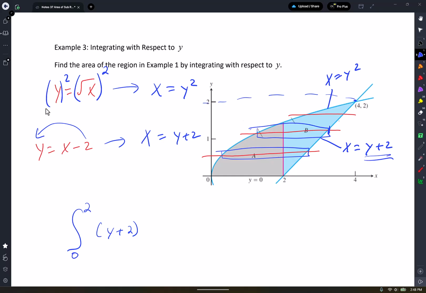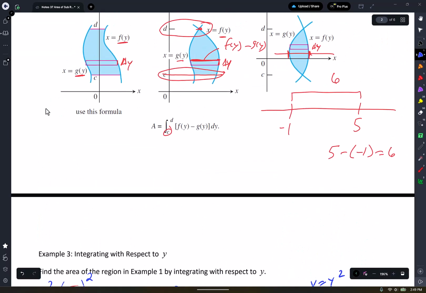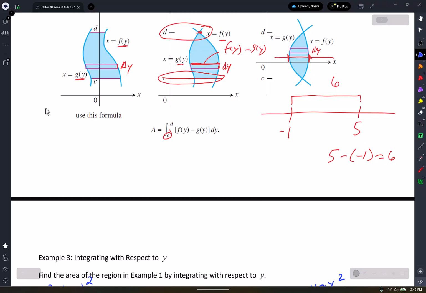Okay, which one's the rightmost on that horizontal line? Y plus 2. Which one's the leftmost? Y squared. The rightmost is the top. You just told me. Look, we just did. Yeah, we just did. How do you find this height, this distance? Rightmost minus left. So the rightmost is the top. The leftmost is the bottom.